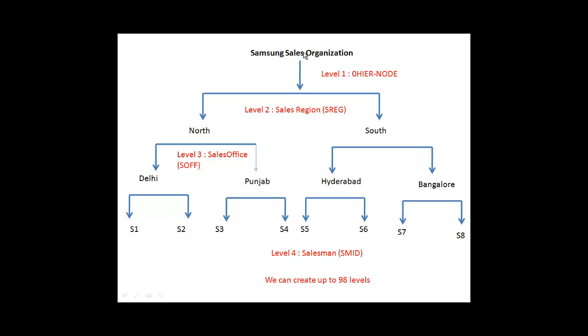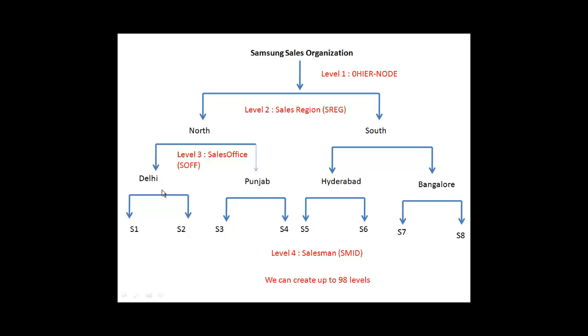Then the next level, for example, organization has two different locations, north and south. So this is called level 2, where we can say it's a sales region, which we have to create an info object for. And under each location you have two different sub locations again. This is called level 3. We can say it's a sales office, which you have to create an info object for.